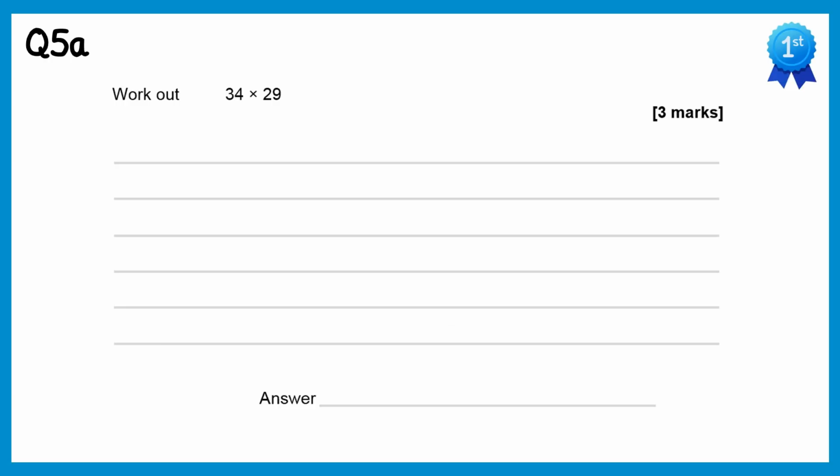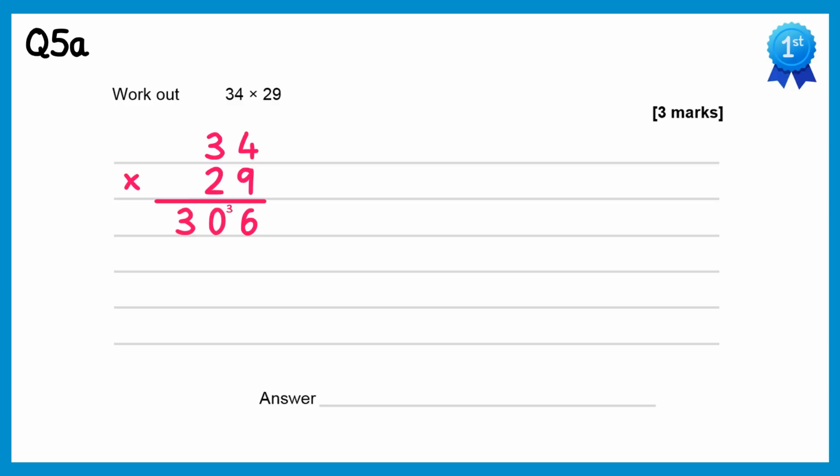There are a few different ways to multiply these numbers together. I'm going to use long multiplication though. So I would write 34 times 29 like this. Then do 9 times 4, which is 36. 9 times 3, which is 27, and add the smaller 3 there, so 30.